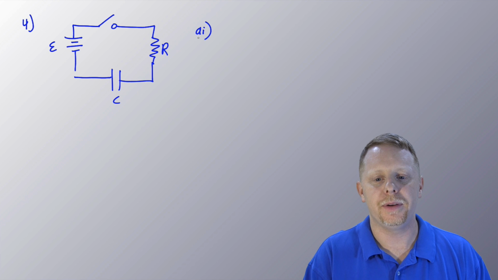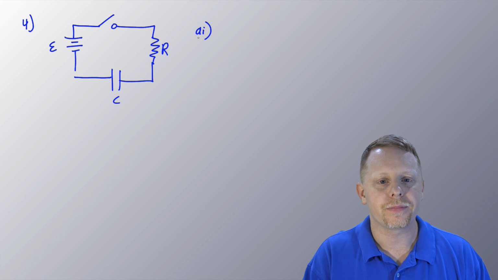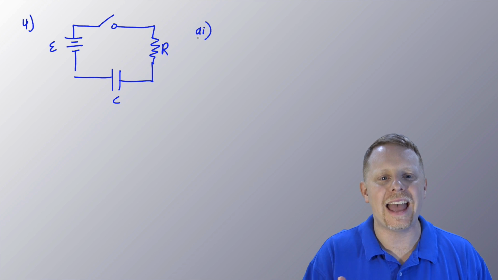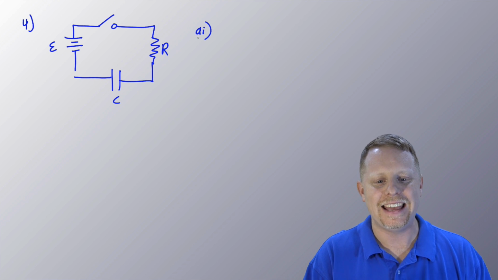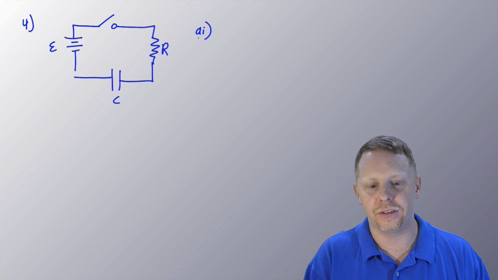And for A1, when it's first turned on, the capacitor acts like a wire. Right after the switch is closed, it's just a wire. So we can pretend all we have is the battery and the resistor in the circuit, and everything else is just closed wires.